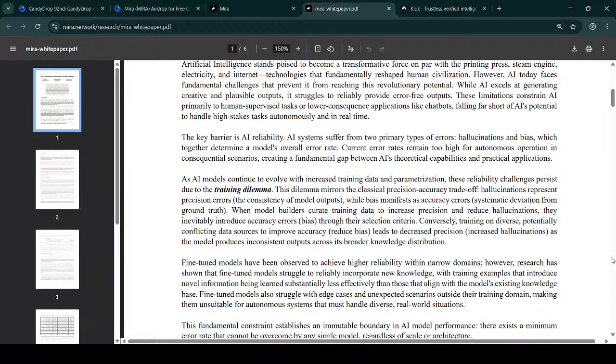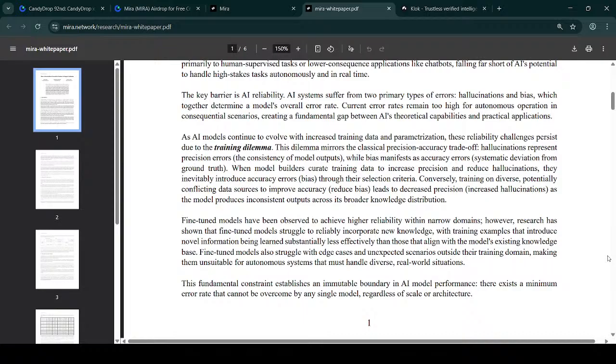So the dilemma mirrors the classic precision-accuracy tradeoff: hallucinations represent precision errors, the inconsistency of model output, while bias represents accuracy errors. The accuracy errors are systematic deviations from the ground truth. As models are built on curated training data, reducing hallucinations inevitably introduces bias, based on the selection of the data. Improving the accuracy of the data sources decreases the precision of the model's production, meaning inconsistent output across a broader knowledge distribution.